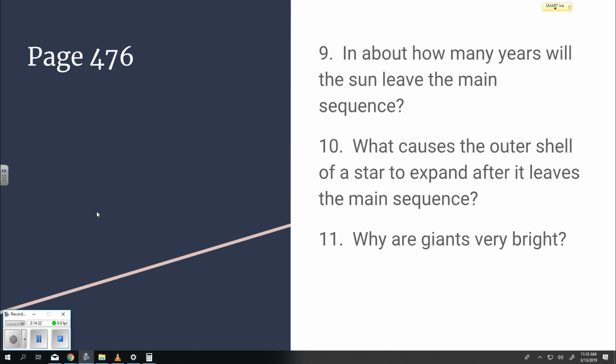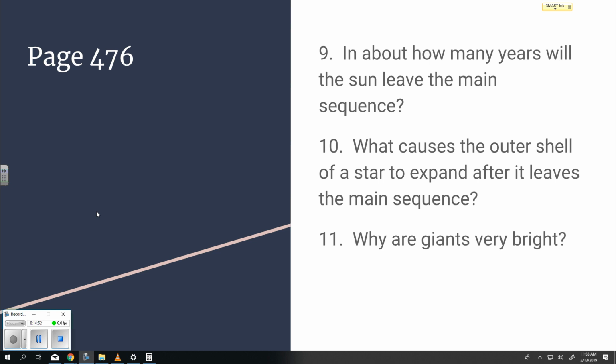Giant stars. Highlight. A star's shell of gases cools as it expands. Continue highlighting. As the gases get cooler, their glow becomes reddish. The star becomes larger and redder. These large red stars are called giants. They are bigger than main sequence stars of the same surface temperature.